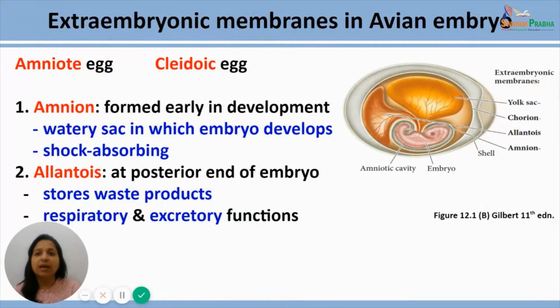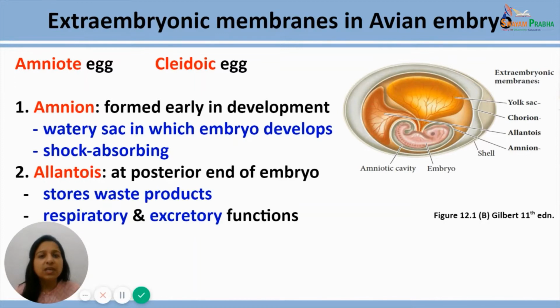Apart from these, there are extraembryonic membranes present in the avian embryo. Now, the reptiles, birds, and mammals are considered amniotes. Why are they considered amniotes? Because their embryos lie within the three extraembryonic membranes, namely the amnion, the allantois, and the chorion. Now, the avian egg is also cleidoic in nature. Cleidoic means that it has a complete hard egg shell around itself.